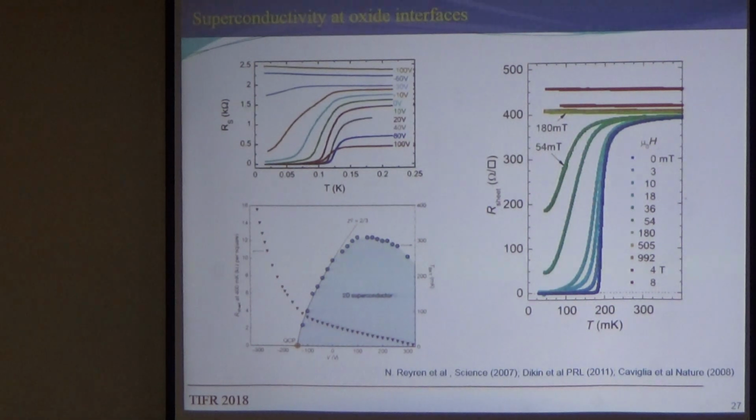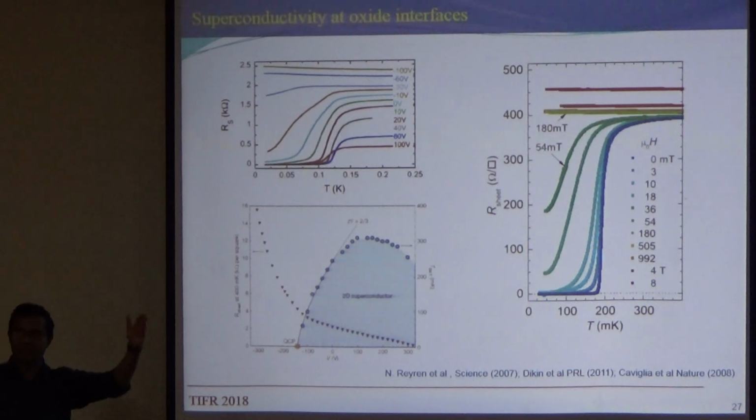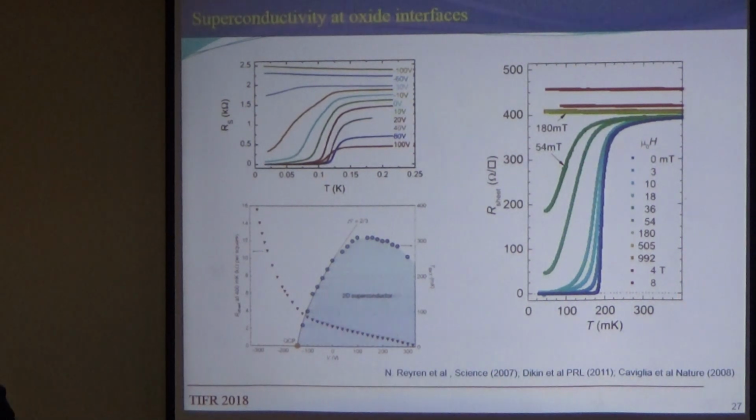And just like in high Tc superconductors, if you plot the superconducting transition temperature as a function of the gate voltage or the number density, you get a nice dome-like peak, where there is a maxima at a certain given number density. On either side of it, the superconducting transition temperature begins to fall.